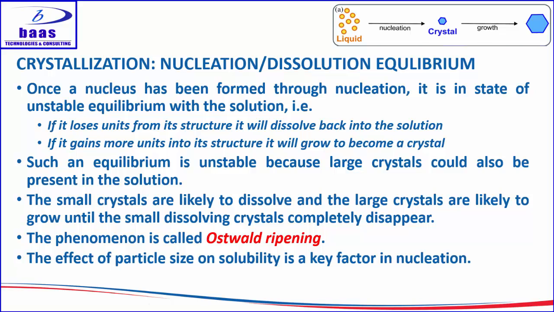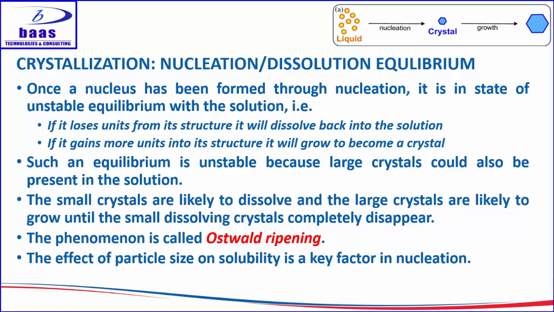Once a nucleus has been formed through nucleation, it is in a state of unstable equilibrium with the solution around it, which means that if it loses units from its structure, it will dissolve back into the solution, or if it gains more units into its crystalline structure, it will grow to become a crystal. Such an equilibrium is unstable because there are also large crystals present in the solution. The small crystals are likely to dissolve, and the large crystals are likely to grow until the small dissolving crystals completely disappear. This phenomenon is termed Ostwald ripening.